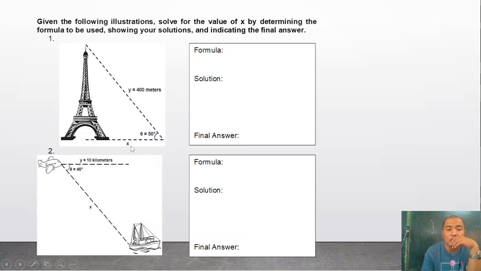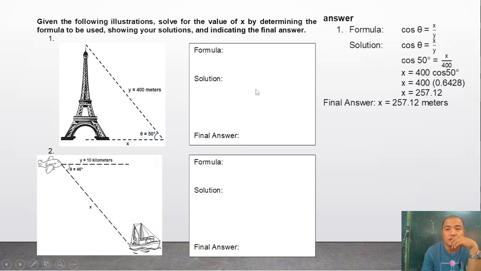So what are the sides involved? Adjacent side and hypotenuse. So we're going to use the cosine function. Cosine theta is equal to x over y. So substitute: cosine 50 is equal to x over 400. Multiply both sides by 400. So 400 times cosine 50 is 257.12 meters.